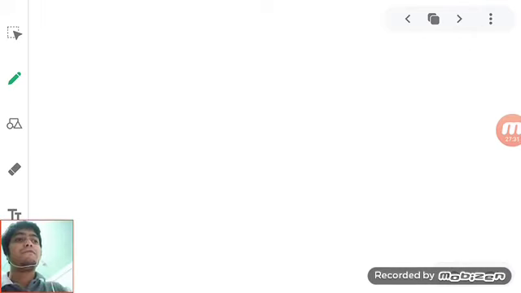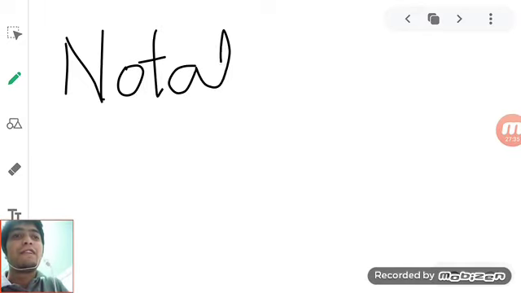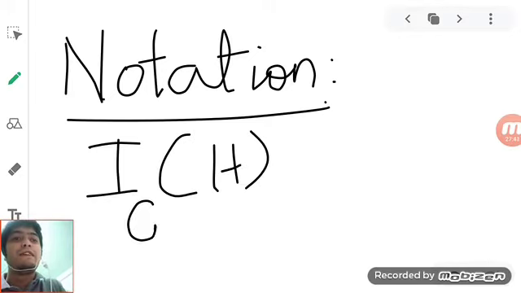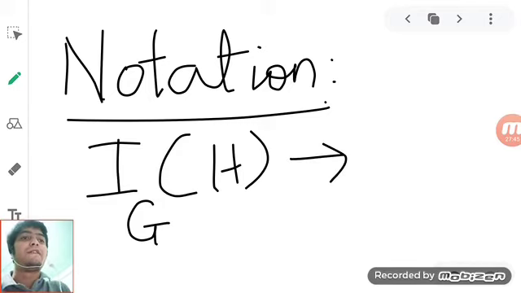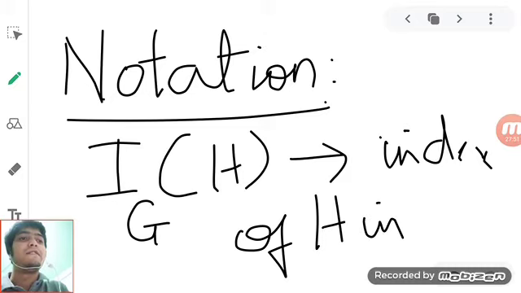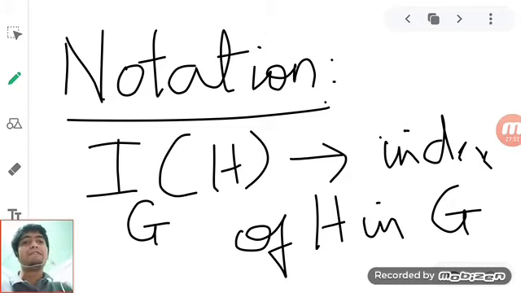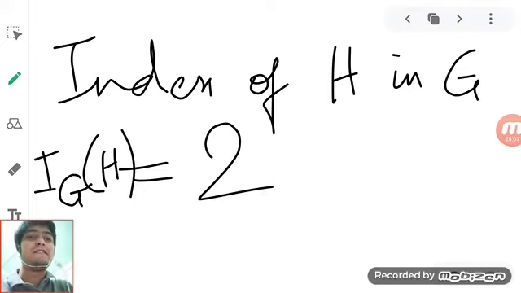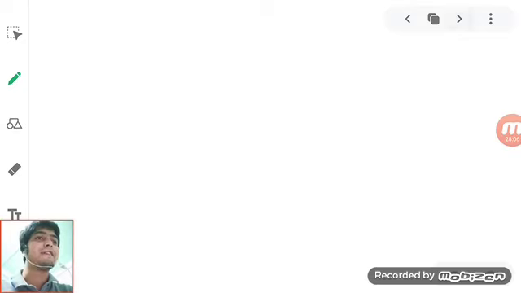Now what we will do, we will simplify the notation. We will need a notation for the index of H in G. So we will use this notation to denote the index. So I think that is also clear. For example, this one, the index of H in G, is equal to 2. I think that is clear.